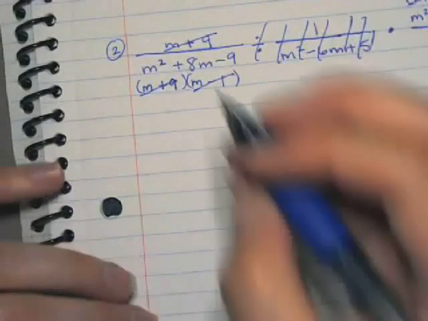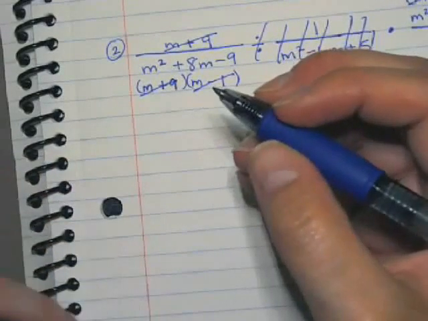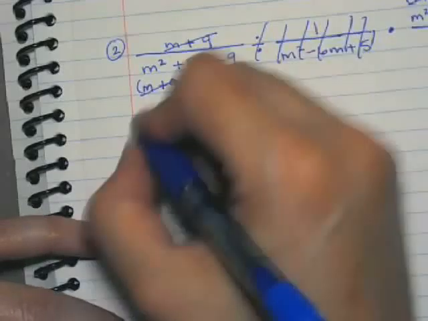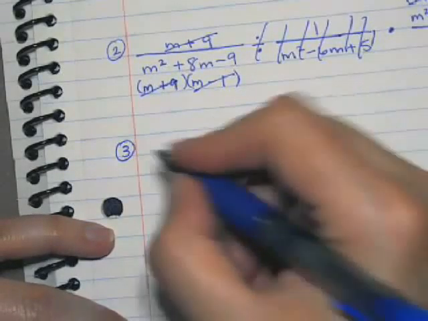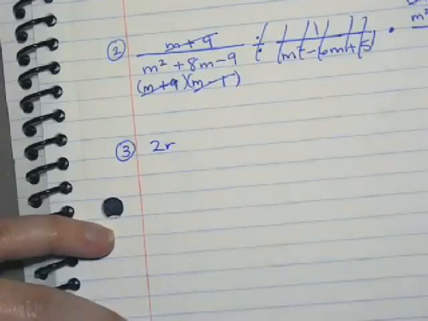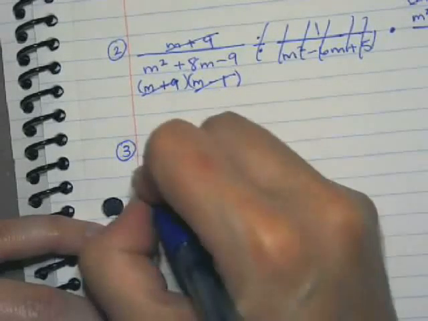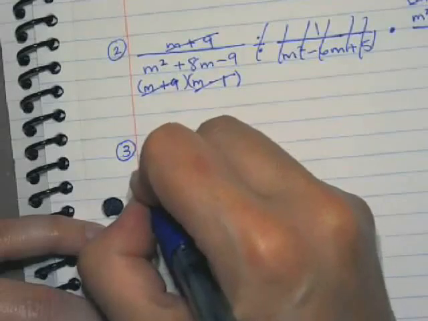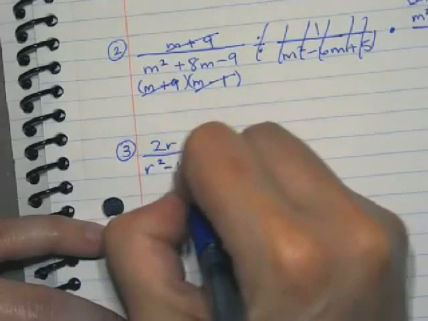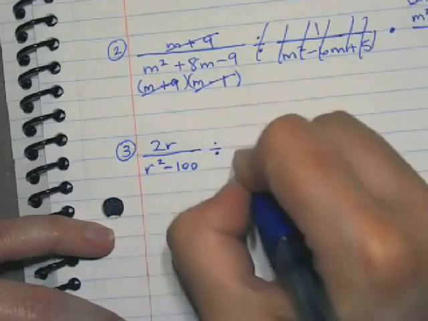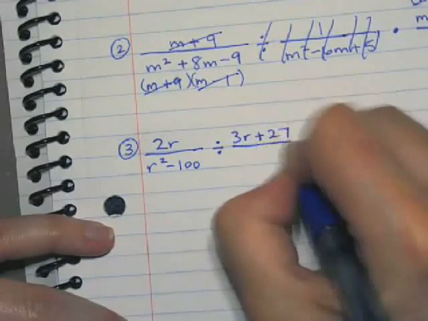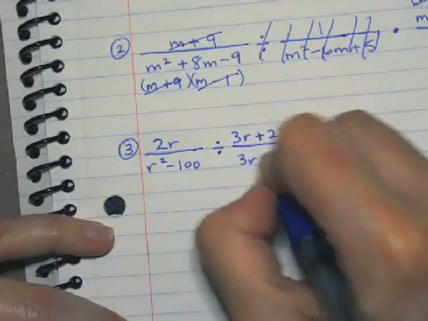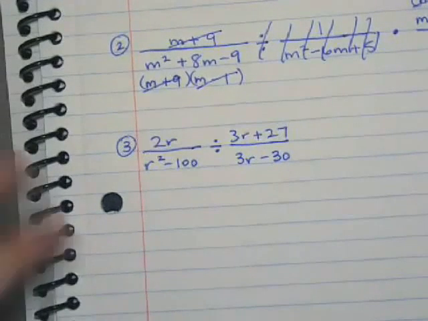All right, let's again try a couple more. We're going to do at least one more together, and then maybe have you work on a couple by yourself. Okay, so number 3, we will do 2r over r squared minus 100 divided by 3r plus 27 over 3r minus 30. Okay, so get the problem written down.